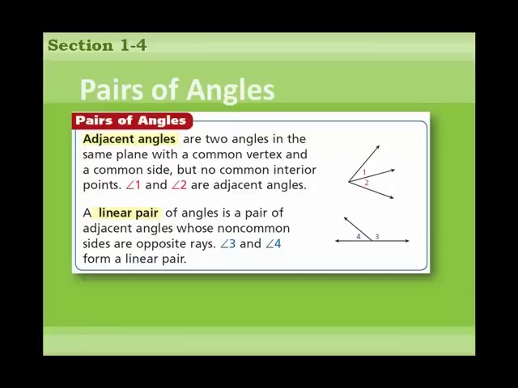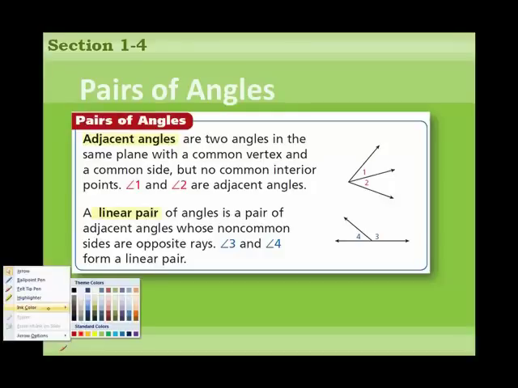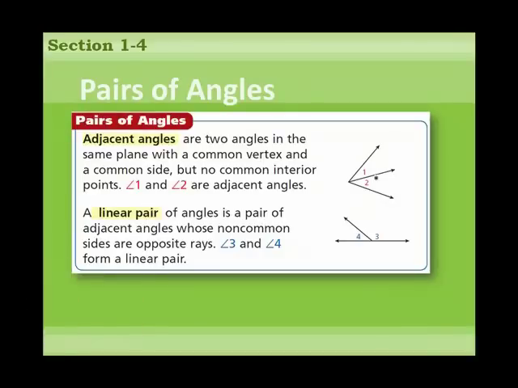Adjacent angles are two angles in the same plane with a common vertex and a common side, but no common interior endpoints. So if we look here at this picture, we have a common vertex here for angles 1 and 2. We have a common side here for angles 1 and 2. And you can see that angle 1 is completely separated from angle 2. They don't share any interior points, so that makes them a pair of adjacent angles.